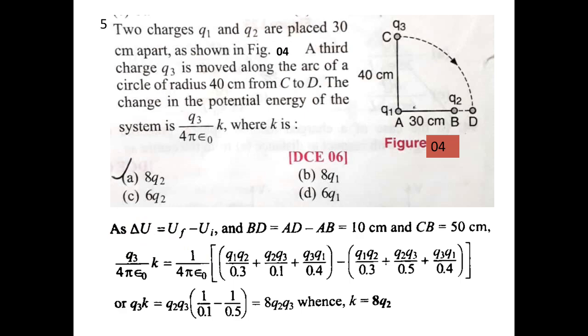So we find that the value of final potential energy is 1 by 4πε₀ [Q1Q2 by 0.3 + Q2Q3 by 0.1 + Q3Q1 by 0.4], and the initial potential energy is given by 1 by 4πε₀ [Q1Q2 by 0.3 + Q2Q3 by 0.5 + Q3Q1 by 0.4]. Now according to the given condition we put the value of change in potential energy of the system equal to UF − UI. Thereafter we calculate and find the value of K as 8Q².